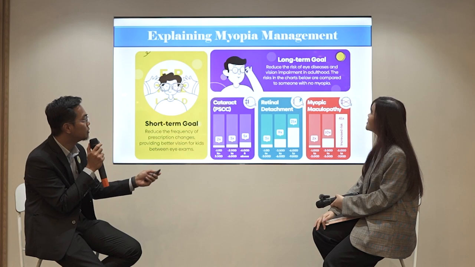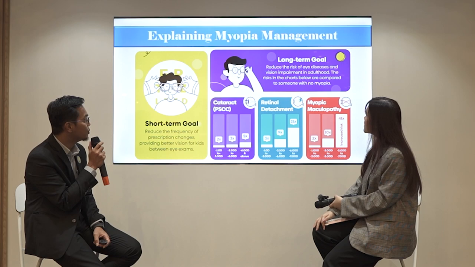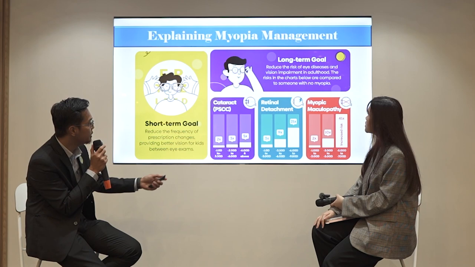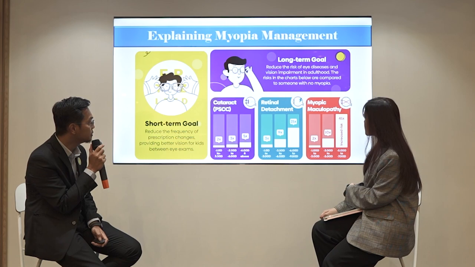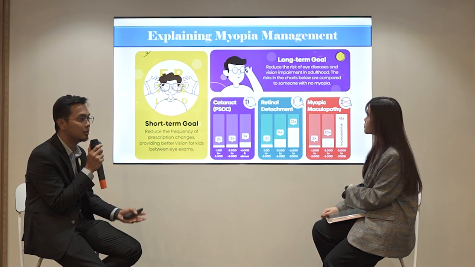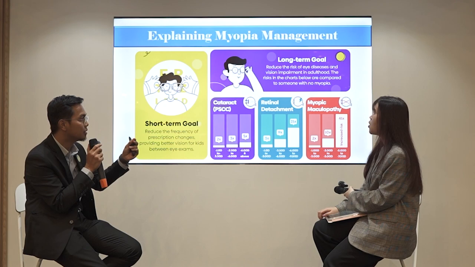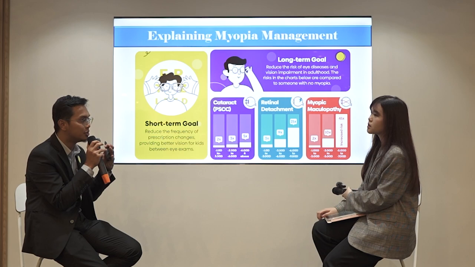So the kids who have myopia, short-sightedness, have a higher risk of getting cataract earlier. And they also have the risk of retinal detachment. So you can see at the bottom there, if their power is -6 to -9, they have 21 times more risk of getting retinal detachment. What is retinal detachment? Retinal detachment is where the retina at the back, which is the nerve layer, detaches from the eye. It's somehow like tearing. Because when your eyeball is longer, it stretches the wall so it becomes very thin, and it's easy to tear.